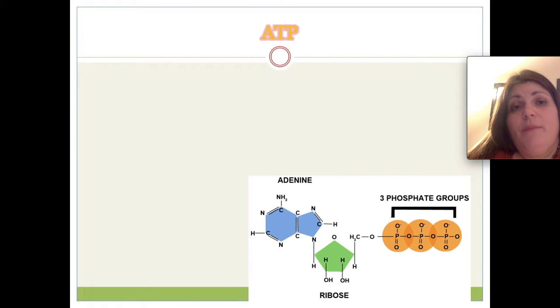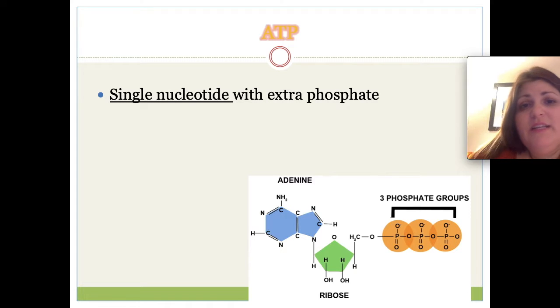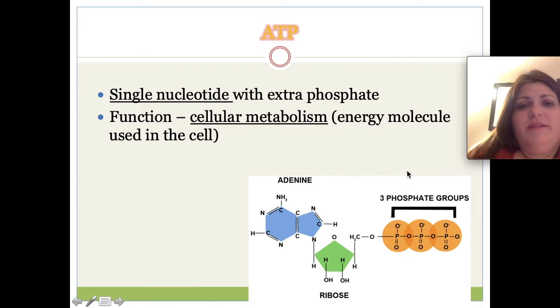DNA and RNA are the main types of nucleic acid, but there are some other ones. In class, we'll hear quite a bit about a molecule known as ATP. ATP is a single nucleotide, and it's just a little bit different. Instead of having a nitrogen-containing base, a sugar, and one phosphate, it actually has 3 phosphates. Its job is to help us; it's the energy molecule of the cell. We'll get into that when we talk more about the cell's metabolism.